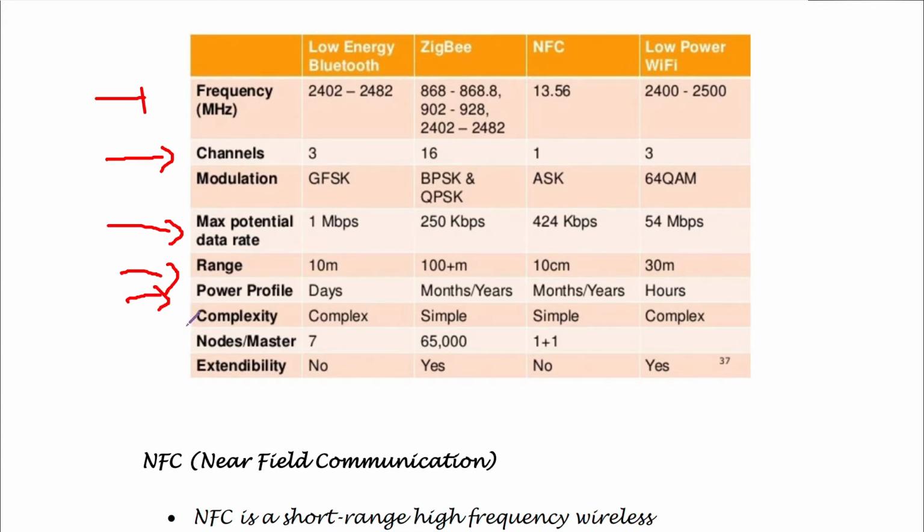The power profile, so what does power profile basically mean? Since we are talking about IoT devices, things, these devices are also supposed to be portable. So the devices that use Bluetooth technology or communication protocol can run up to days, Zigbee for even months and years, NFC also months and years, while Wi-Fi few hours only. So in the case of Wi-Fi we have the maximum power consumption. If we talk about complexity, Bluetooth and Wi-Fi are slightly complex, while Zigbee and NFC are quite simple.